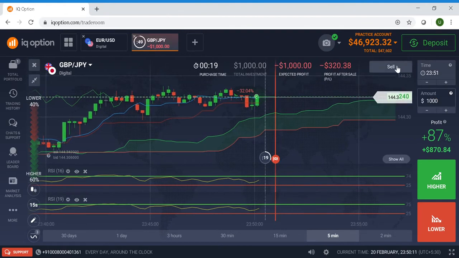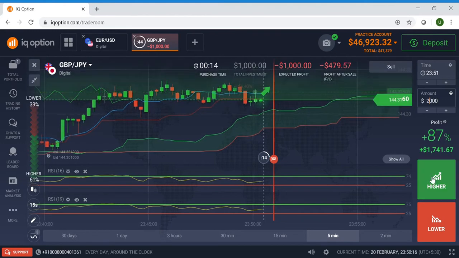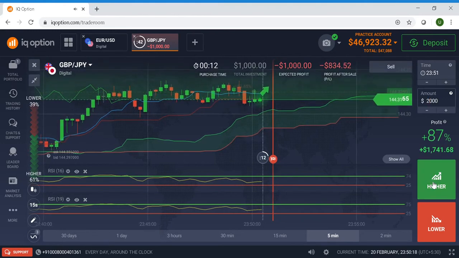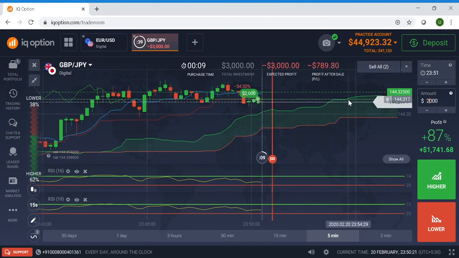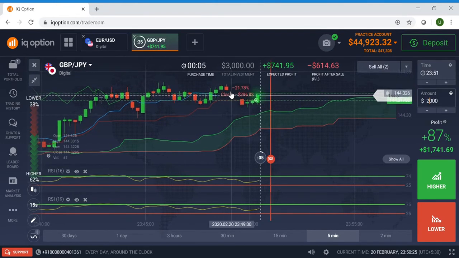But I'm gonna just sell this one out because I don't want to lose a lot of money, or I'm gonna just put in a higher bet here for 2,000 bucks and hedge this one out. Yeah. So let's see if I lose money or if I make money. I don't know what's gonna happen, but the most likely outcome is this, what I just made.